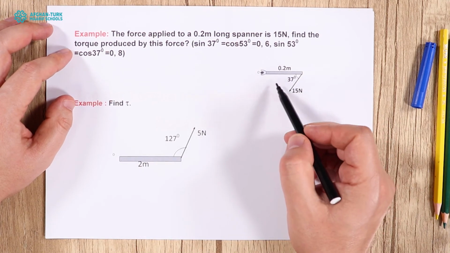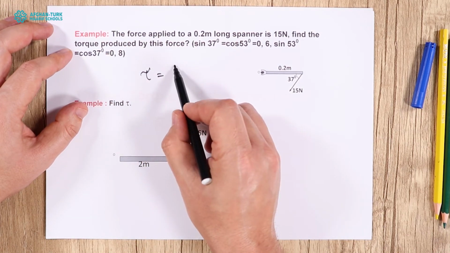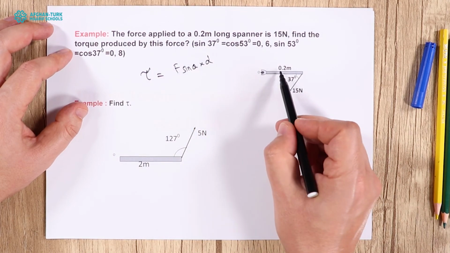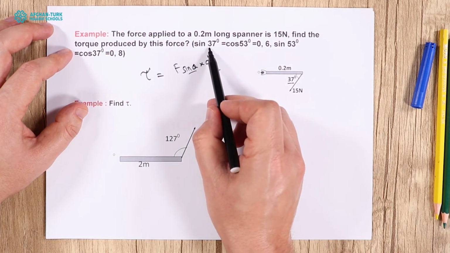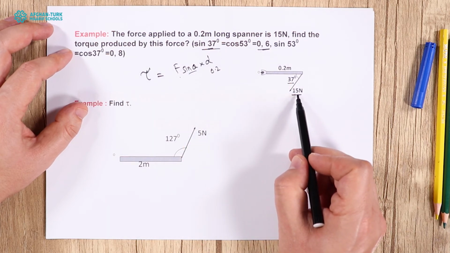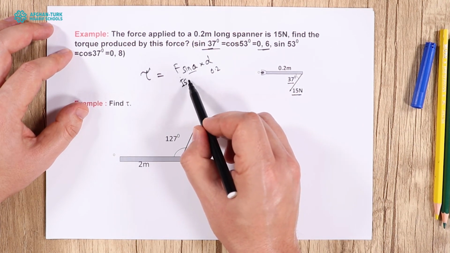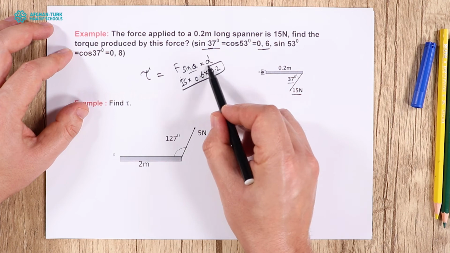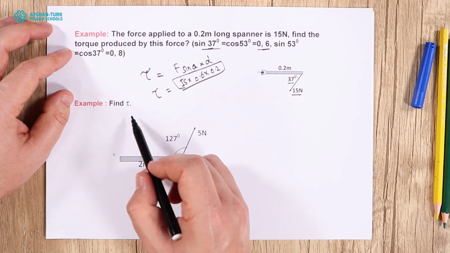This too is simple. If you want to find the turn or torque here, you use F sine theta multiplied by distance. The distance is 0.2, so you put 0.2. Sine theta: the angle is 37, so sine 37 is equal to 0.6, and the force is given, which is 15 Newton. So F is 15 Newton multiplied by sine 37, which is 0.6. Multiply these three values and you will get the torque. And the other case, find the torque.